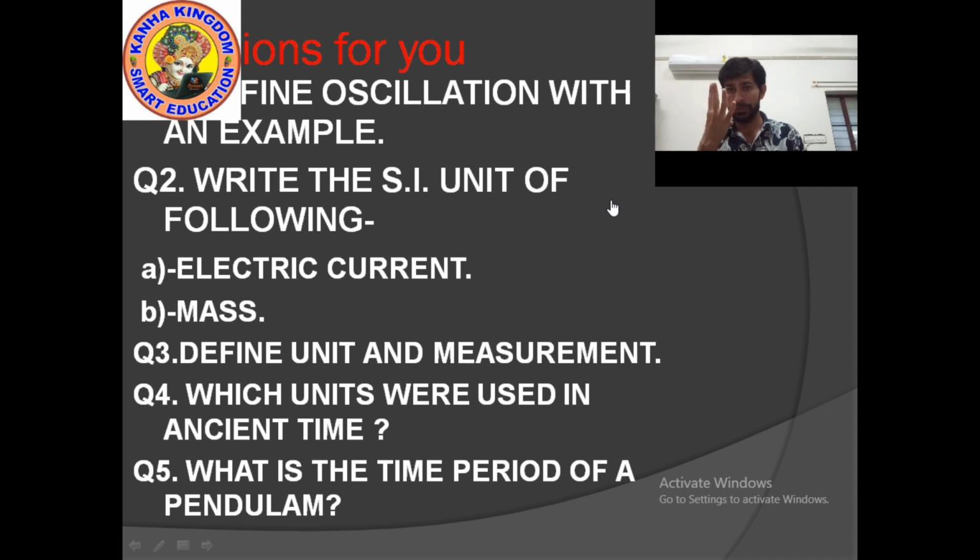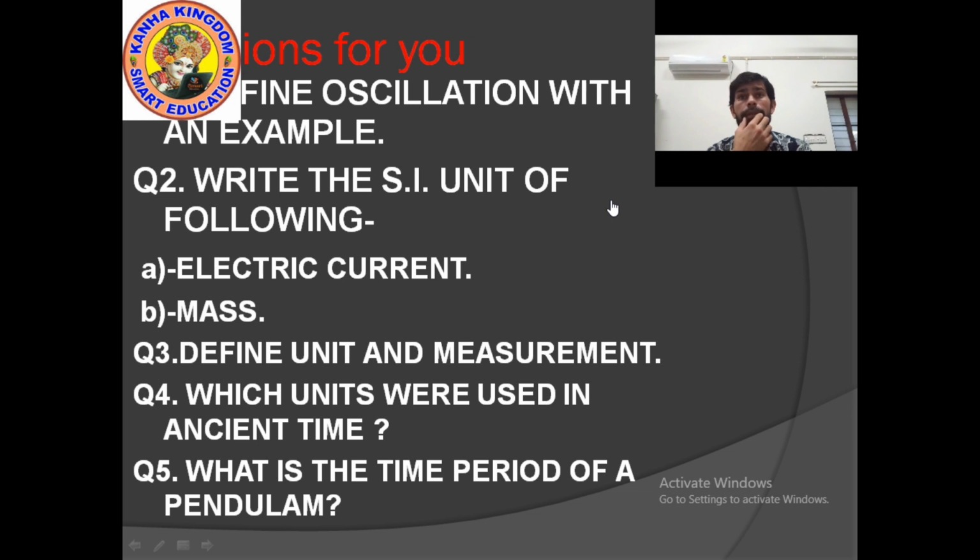Question number 4. Which units were used in ancient time? Yes, which units were used in ancient time? In ancient time we used cubit. Cubit means the distance from elbow to the middle fingertip. Foot span, hand span, and fathom, as well as angul, villi, danda. So these units were used in ancient time.